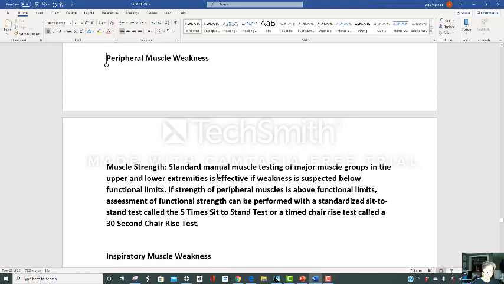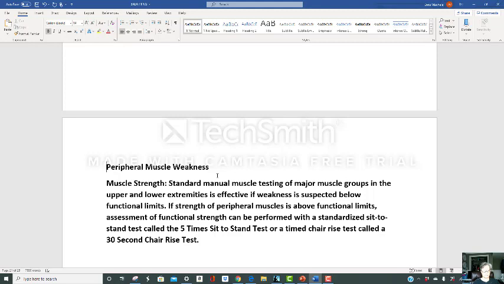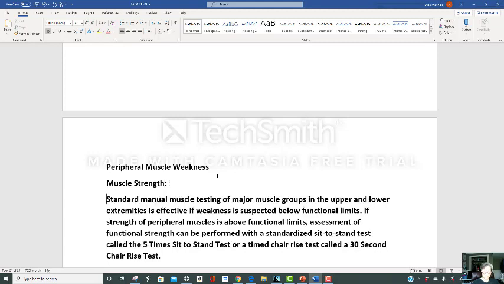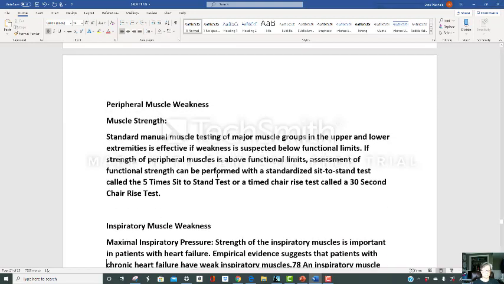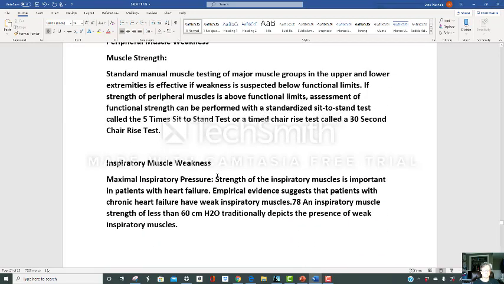Standard manual muscle testing of major muscle groups in the upper and lower extremities is effective if weakness is suspected below functional limits. If strength of peripheral muscles is above functional limits, assessment of functional strength can be performed with a standardized sit-to-stand test called the 5 times sit-to-stand test, or a timed chair rise test called the 30-second chair rise test. Inspiratory muscle weakness, maximal inspiratory pressure.